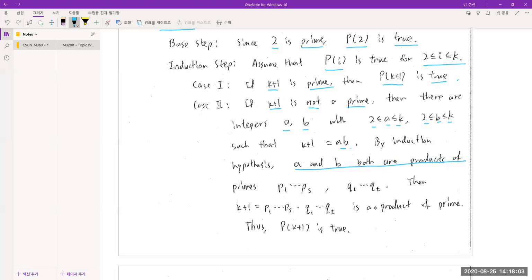We conclude A and B both are products of primes. Actually, in the induction hypothesis here, what are we using in terms of P of something? P of A and P of B are true. We're using them to conclude A and B are both products of primes. This is A, and this is B.